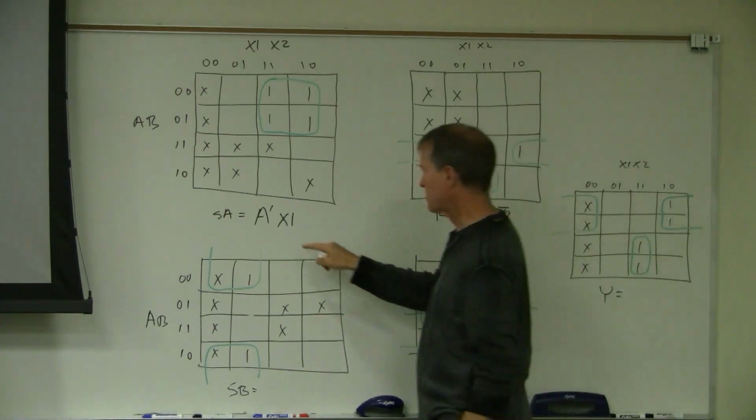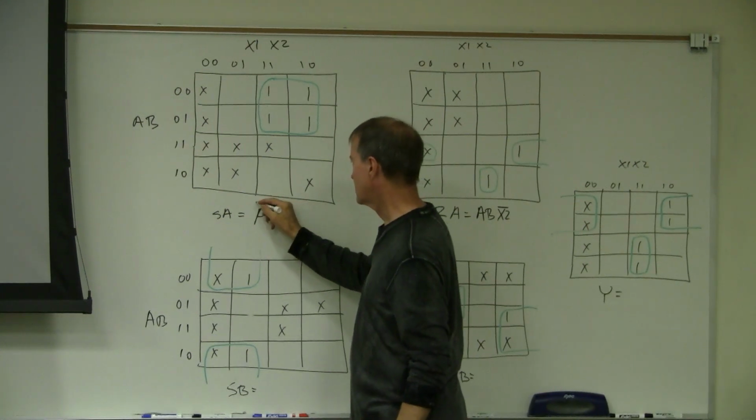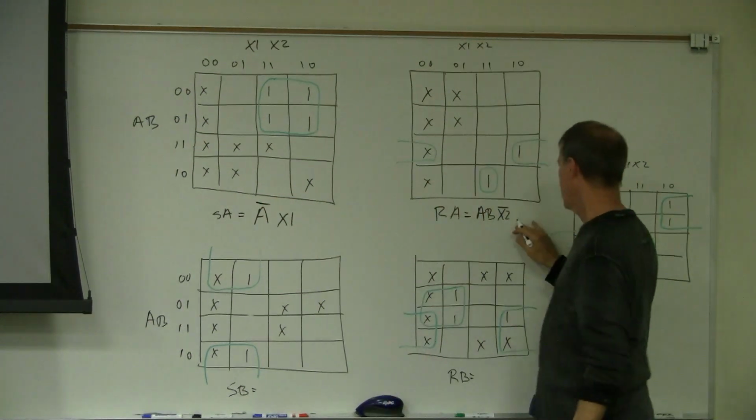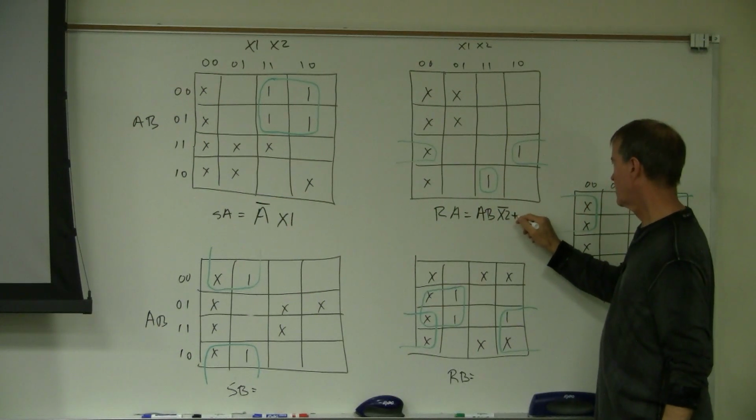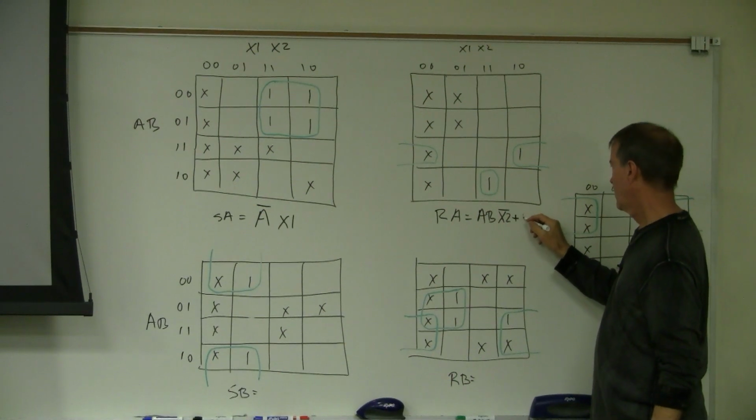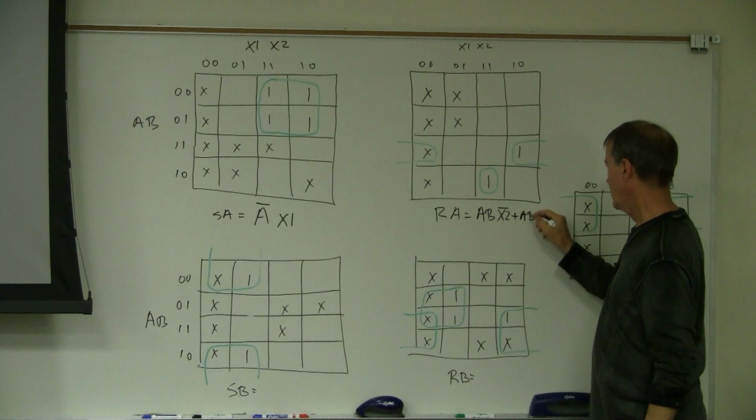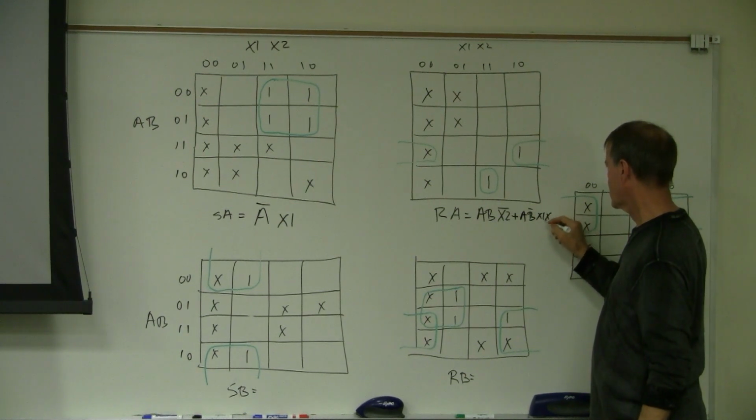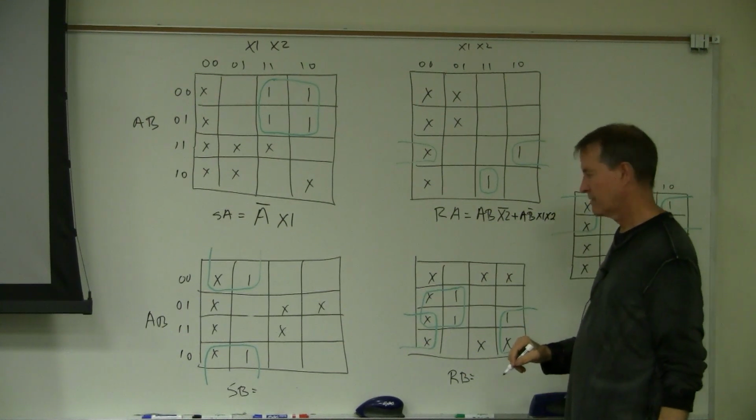I've been using primes and bars, I guess I should be consistent. Now what's this one? A, B prime, x1, x2. A, B bar, x1, x2, okay.